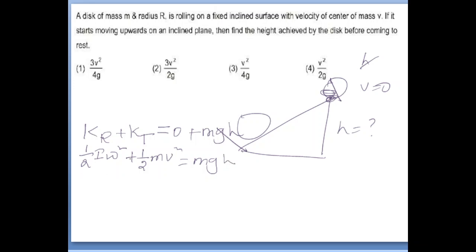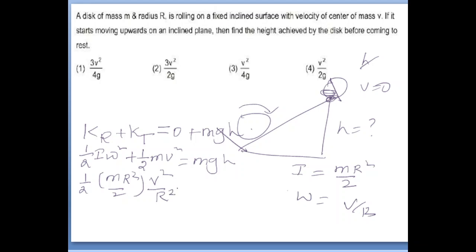So first thing, this is the disk. What is the moment of inertia of disk? Disk moment of inertia is mr square by 2. So 1 by 2 I is mr square by 4. What is the angular velocity of the disk? Angular velocity of the disk is given as v by r. So you can write v square by r square, since square is there, plus 1 by 2 m v square equal to mgh. Right? So now look at here.